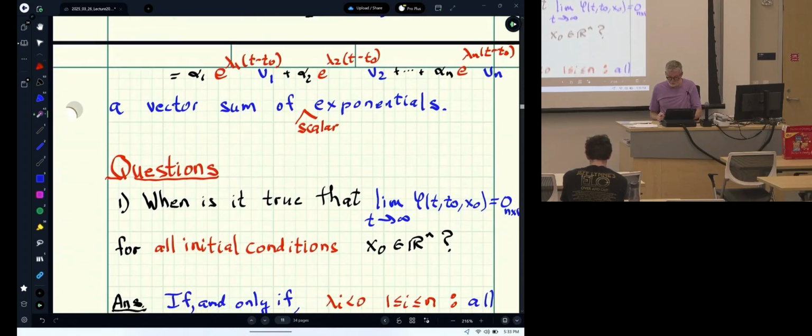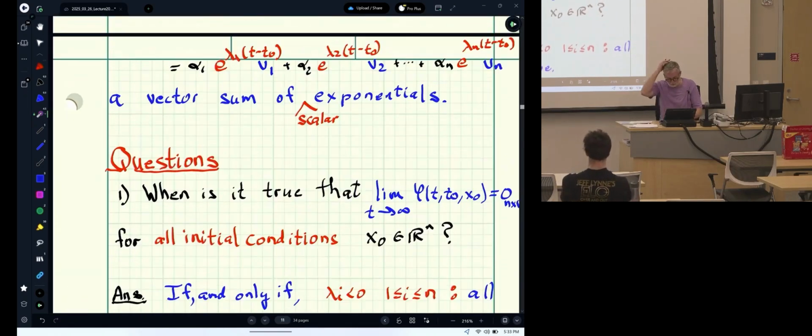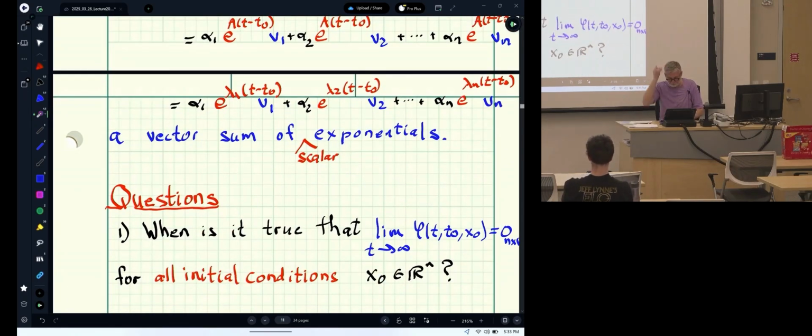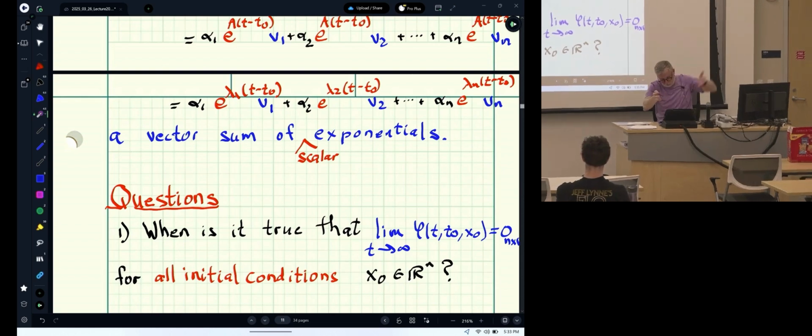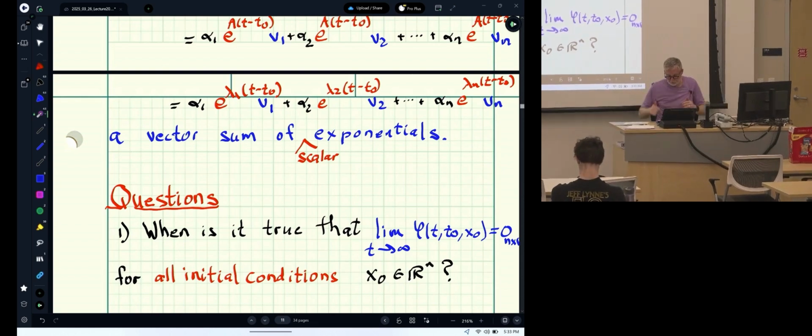Okay, so if that's the solution, I'll get rid of the answer. Question: when is it true that the solution of a linear differential equation will decay to zero for an arbitrary initial condition in Rn? When is it true that no matter where I start, all the solutions go back to the origin?